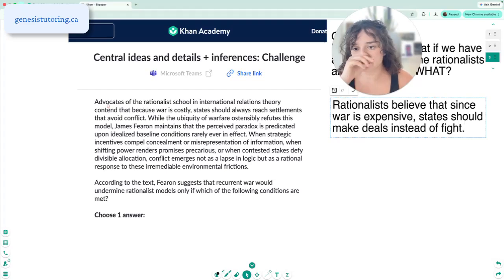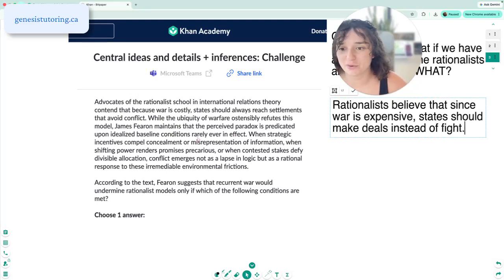Cool, makes sense. While the ubiquity of warfare ostensibly refutes this model, James Fearon maintains that the perceived paradox is predicated upon idealized baseline conditions rarely ever in effect. So even as I read that for the first time, to be honest with you, I don't even know what I'm saying. I'm going to have to read it again.